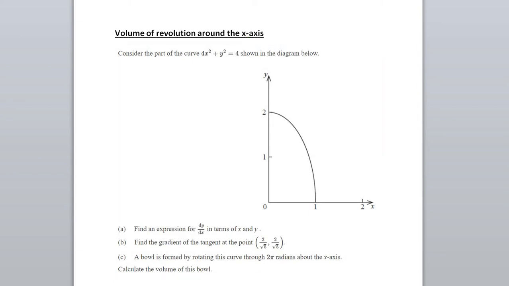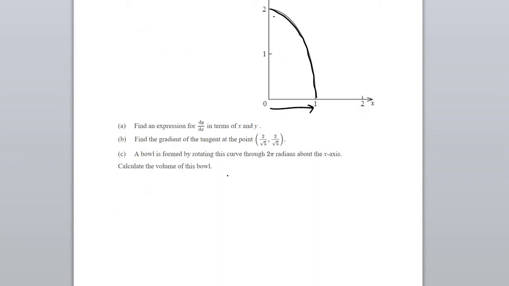So here we check. Consider the part of the curve 4x squared plus y squared is equal to 4 shown in the diagram below. So we can see that this here is the curve. Now, very interesting. This curve only expands from 0 to 1 on the x-axis. Since this is volume of revolution around the x-axis, this part here is very important.